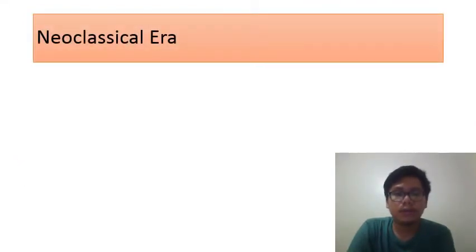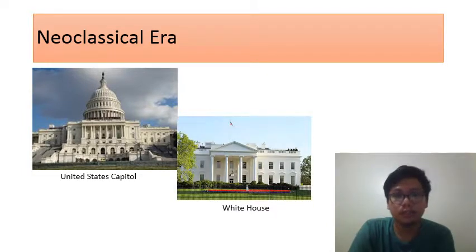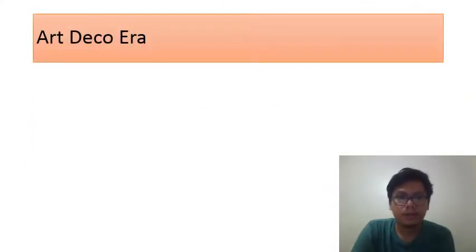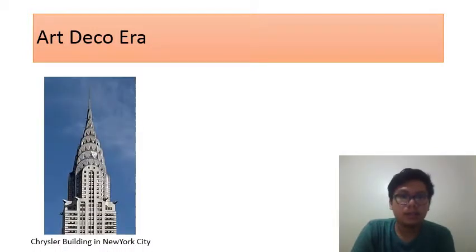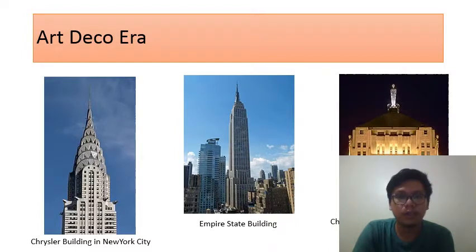These are examples of neoclassical era buildings in America: United States Capitol in Washington, D.C., and White House in Washington, Wisconsin Capitol in Madison, Wisconsin. These are examples of Art Deco era buildings in America: Chrysler Building in New York City, Empire State Building in Manhattan, New York, and Chicago Board of Trade Building in Chicago.